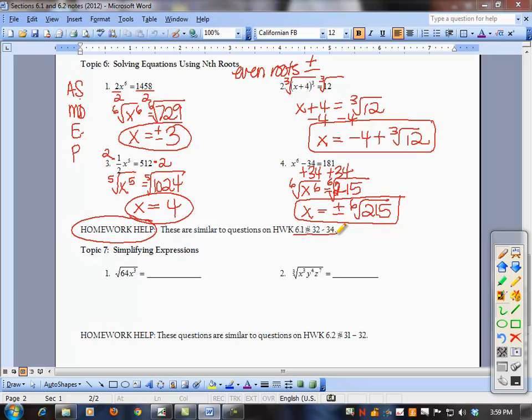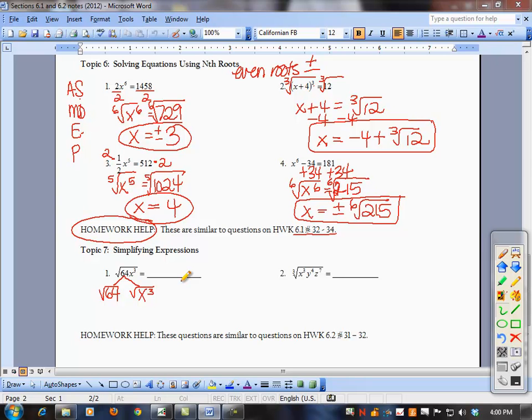Now, topic number 7, in my opinion, is the hardest because it's a little bit more abstract. We're not just doing the algebra, we're not just solving, we're actually trying to break this up. So here's what's going to happen. This is like the one number 8 above, but I'm asking you to take the square root of 64x cubed. I'm going to split this apart like I have square roots before: the square root of 64, and the square root of x cubed.